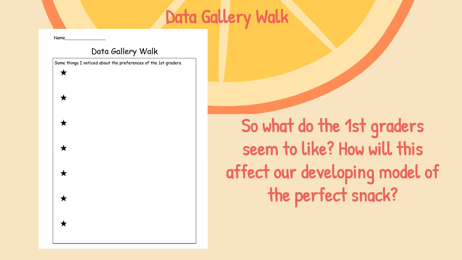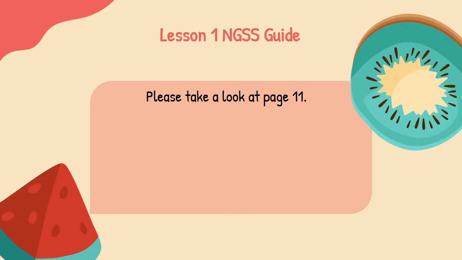And then there's an idea of having a data gallery walk where students go around and look at the data that was collected by different teams and use that data to inform themselves. So what do the first graders seem to actually like? Is there a pattern that we notice in the data that we collected together as a class? How's this going to affect our development of the perfect snack for these first graders?